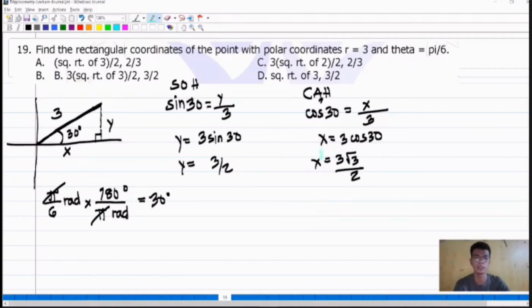So that we do not make a mistake, let us find x first, which is 3 square root of 3 over 2, and the value of y is 3 over 2. That is letter B.